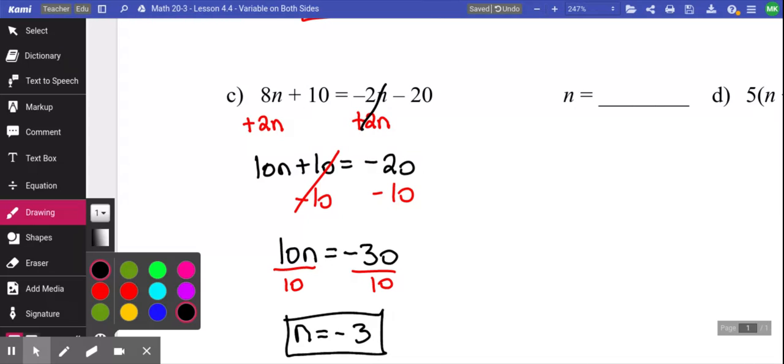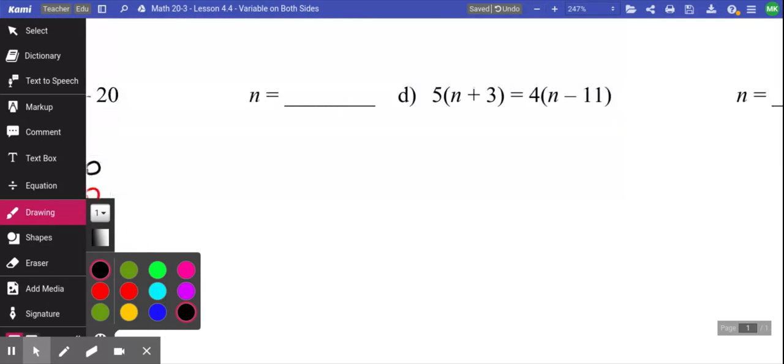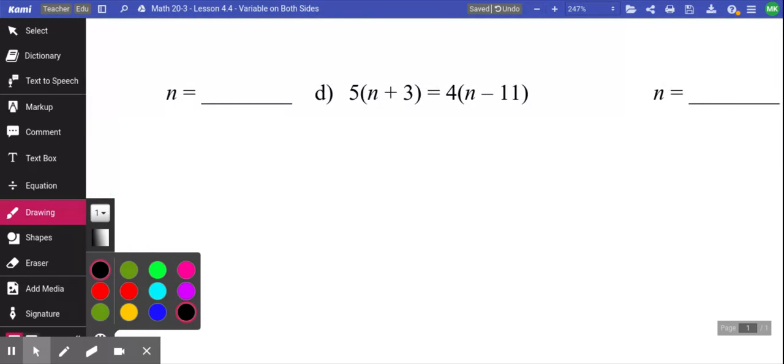Oh, this one's weird. D is going to be our hardest one. So D is a mix of what we did yesterday and a mix of what we did today. So if you missed yesterday, this is a good one to really focus in on. The difference with this one is we got those brackets again. Whenever we see brackets, we want to get rid of those brackets. The way we get rid of those brackets is by multiplying, right?